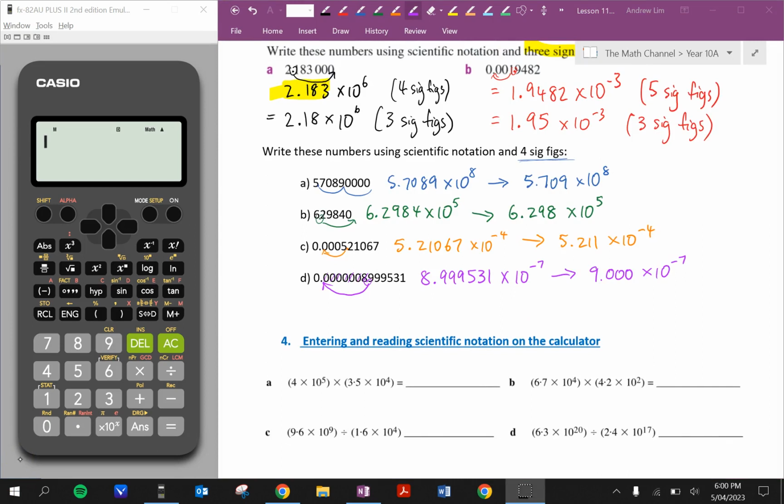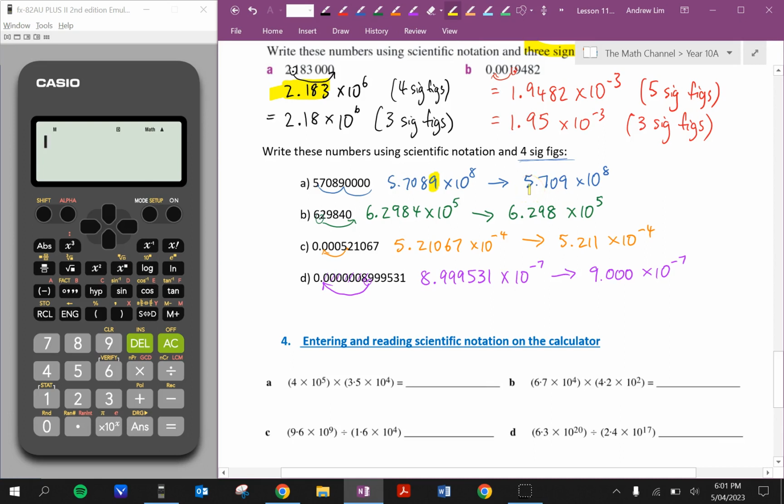Alright, so here are my answers. Question A, scientific notation in 4 sig figs is 5.709 times 10 to the power of 8. Because here we can see we have 5 significant figures. We only want 4. So that 9 tells us that the 708 is going to round up to 709.